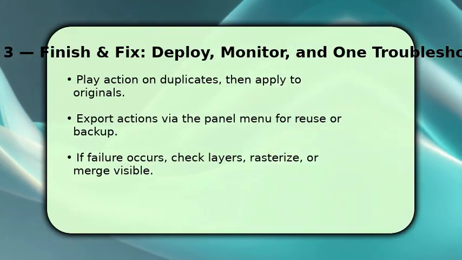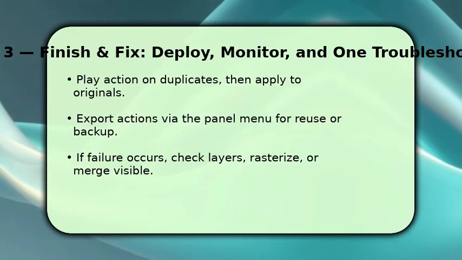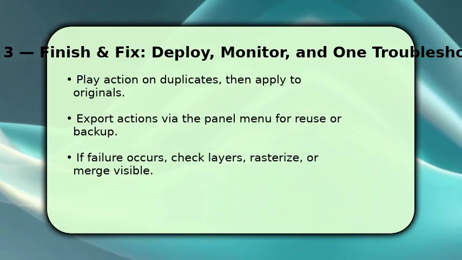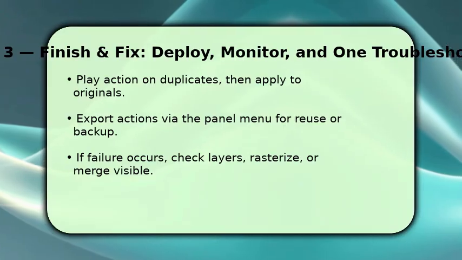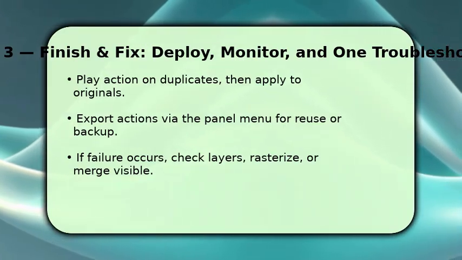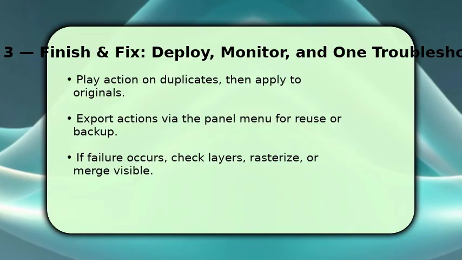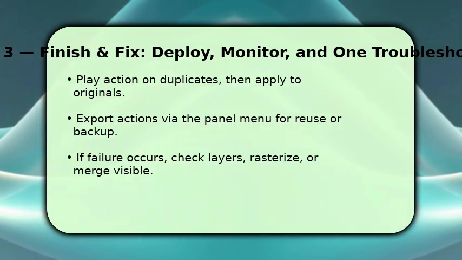If the action fails, make sure the expected layer is active, rasterize vector or text layers, or merge visible layers that the action assumes. This single adjustment resolves most execution mismatches.